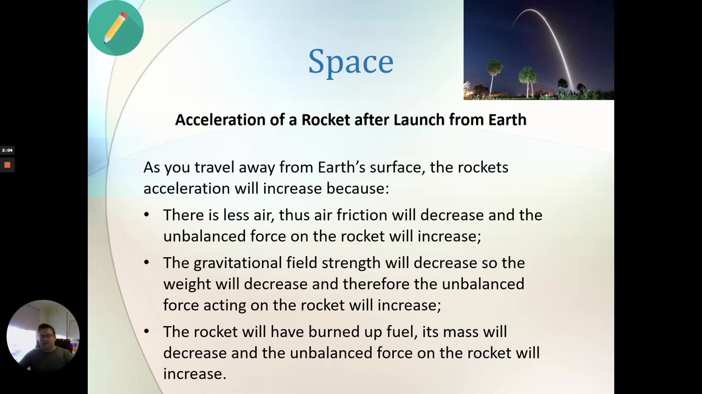And then finally, as it continues to travel through the atmosphere, it's using up the fuel, which means there's less and less mass inside the rocket because the fuel mass is slowly disappearing. And that also means that the spacecraft's acceleration is increasing. So all 3 of these lead to the spacecraft increasing speed.